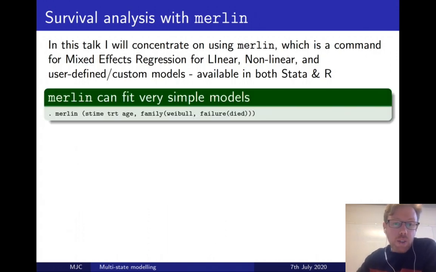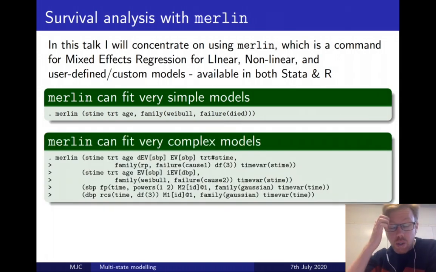Now, Merlin can fit some very simple models. So this is just how we apply a Weibull survival model to a standard data set. My survival, event, censoring time, adjusting for treatment, adjusting for age. Specify the distribution. It's a Weibull survival proportional hazards model. So I have to tell it my event indicator as well.